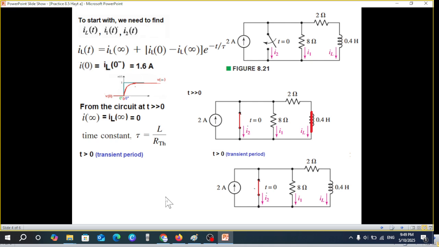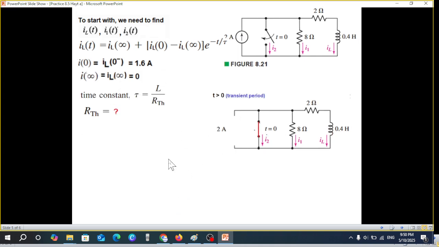And I hope you recall that to find R Thevenin, we make the source 0. The current source is made 0 by opening it. So we'll open up this circuit, and from here we'll find R Thevenin.